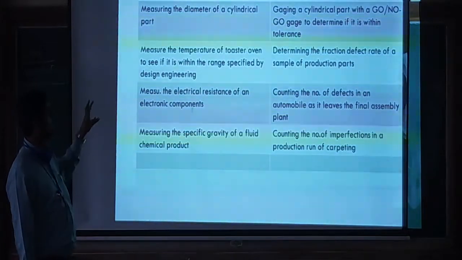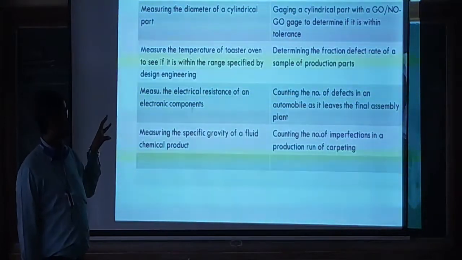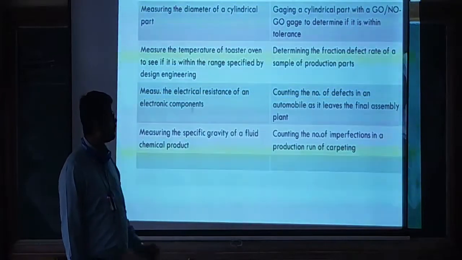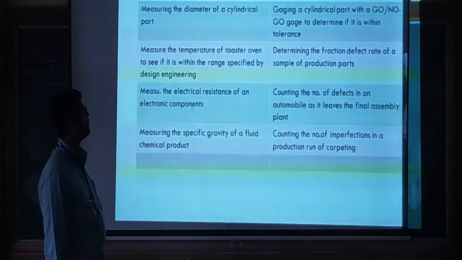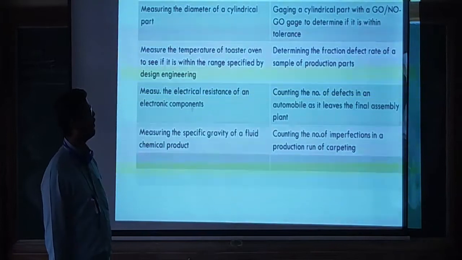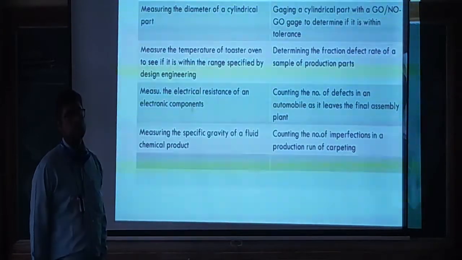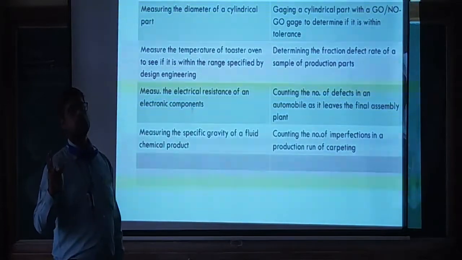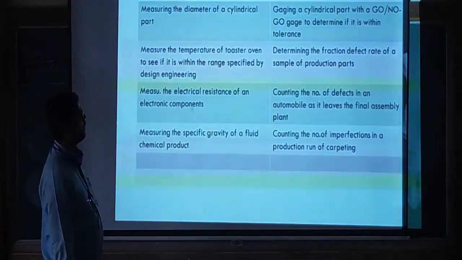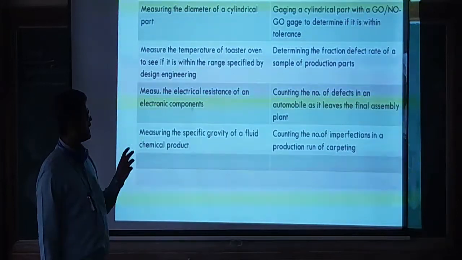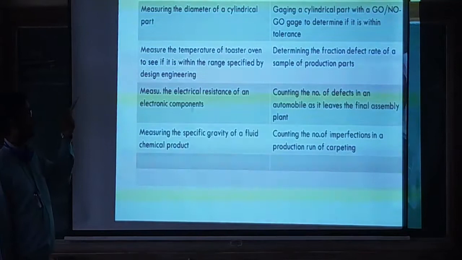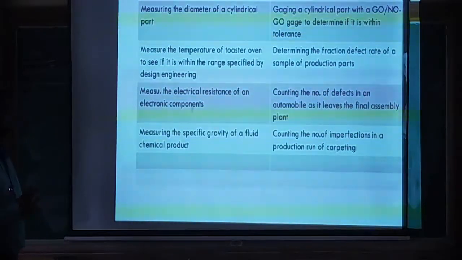Toaster oven temperature: measure the temperature of the toaster oven to see whether it is within the specified range or not. Temperature is the variable here. Inspection for attributes: determine the fraction defect rate of a sample of production parts. How much is acceptable, how much is rejected, determining that fraction defective. That comes under the attribute.